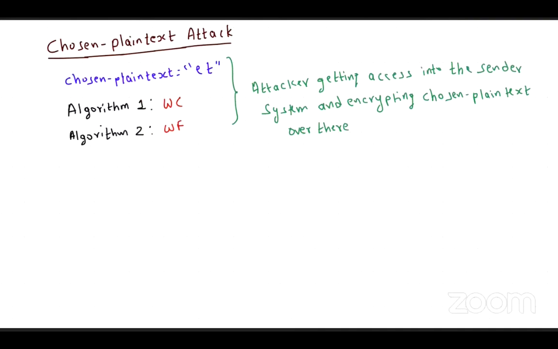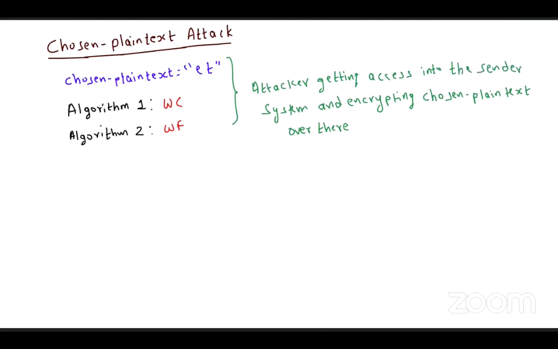Can you once again quickly explain this? The chosen plain text is ET. He puts it in the sender's device, and in the sender device, 2 algorithms are used. First he uses algorithm 1, which encrypts it with a technique, and we get a cipher text that is WC. Once again, the chosen plain text is encrypted with another algorithm, algorithm 2, and then we get WF. The idea is that both algorithms make use of the same private key.